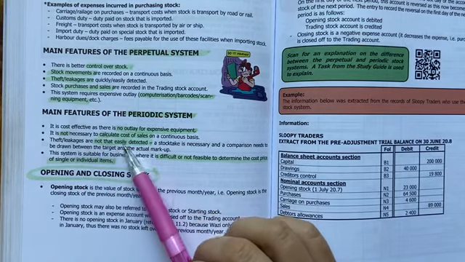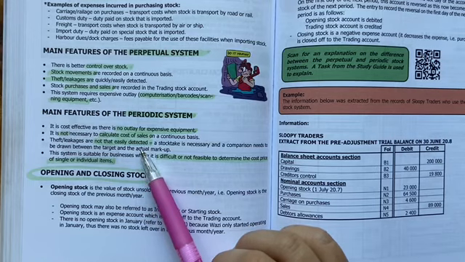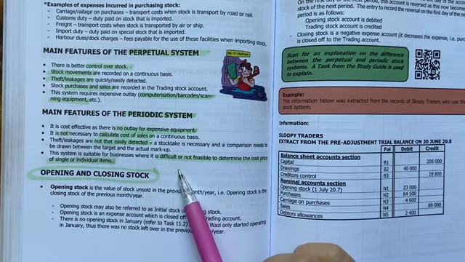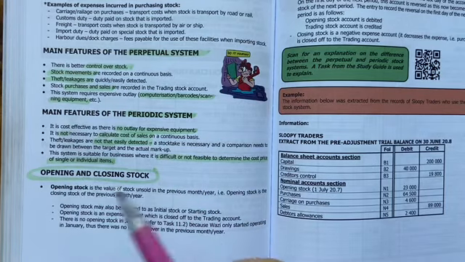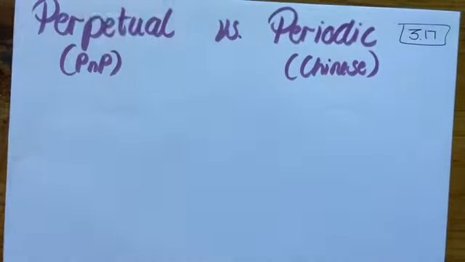And then they can't easily detect if things have gone missing. I think therefore you need proper cameras and stock takes done regularly. And then the last point, it's difficult or not feasible to determine the cost price of every single item, like I've mentioned already. So those are your key differences between the two, just looking at the theory.